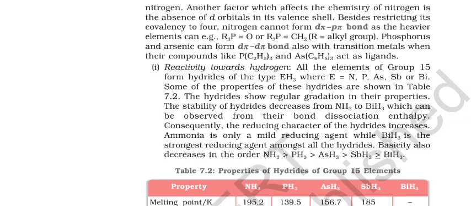Reactivity toward hydrogen. All the elements of group 15 form hydrides of the type EH3, where E is N, P, As, Sb or Bi. Some of the properties of these hydrides are shown in Table 7.2. The hydrides show regular gradation in their properties. The stability of hydrides decreases from NH3 to BiH3, which can be observed from their bond dissociation enthalpy. Consequently, the reducing character of hydrides increases. Ammonia is only a mild reducing agent while BiH3 is the strongest reducing agent amongst all the hydrides. Basicity also decreases in the order NH3 > PH3 > AsH3 > SbH3 >= BiH3.